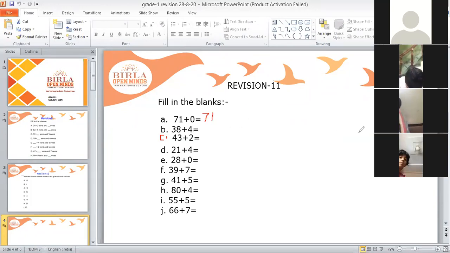Okay. Suryansh? Yes, ma'am. Yeah, tell me 38 plus 4 how much? Start counting after 38 and count forward 4. 39, 40, 41, 42. 42. And you should do this addition by using your fingers. Okay, Suryansh? Yeah, so answer is 42. That's correct. So 38 plus 4 equal to 42. So we'll write here 42.